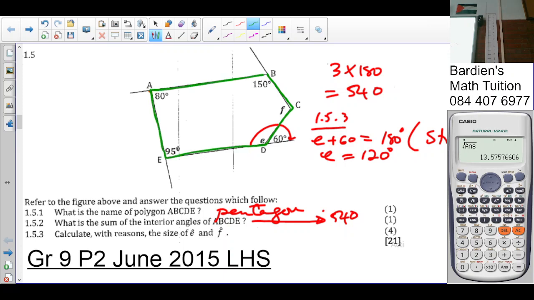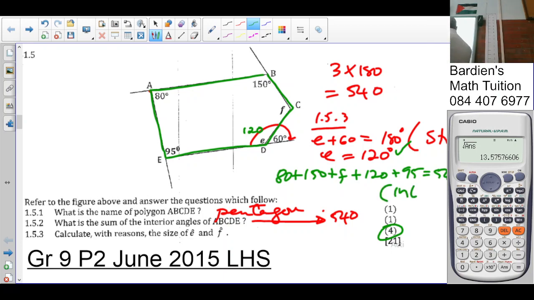For the reason. Yes? So 1 mark there, 1 mark here. It's 4 marks. Okay? So let's work out the other one. So remember, this is now 120. So it's going to be 80 plus 150 plus F plus 120 plus 95 is equal to 540.